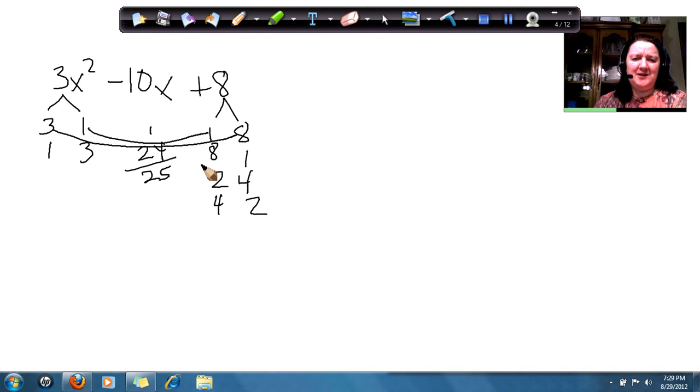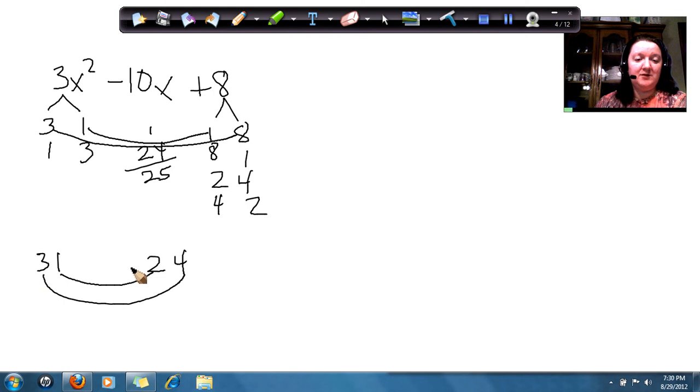Let's skip the other 8s because it's probably going to be just as big. Let's do it with the 2 and 4. So I'm going to rewrite 3, 1, and 2, 4. So I'm multiplying those numbers together, so that's going to give me 2. And the outside is going to give me 12. Well, if I add those up, that's going to give me 14, and that's still bigger than what we have. So we need to try another combination.